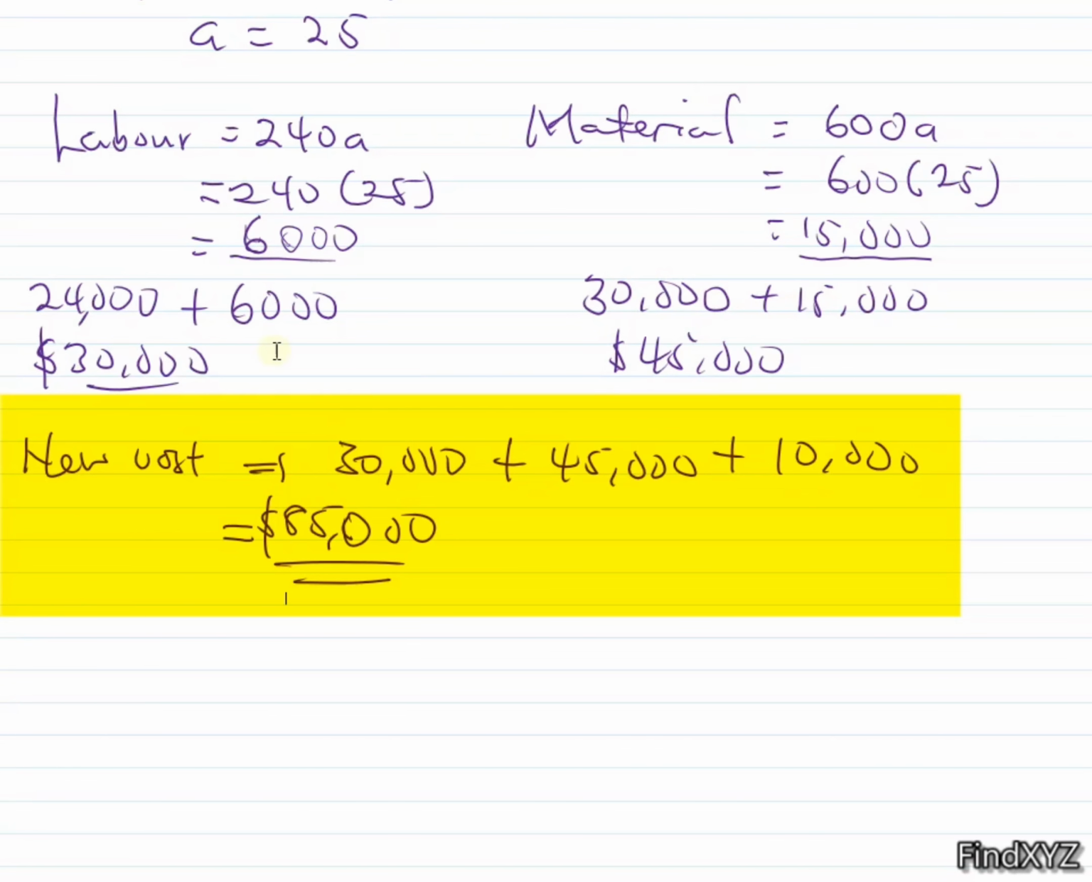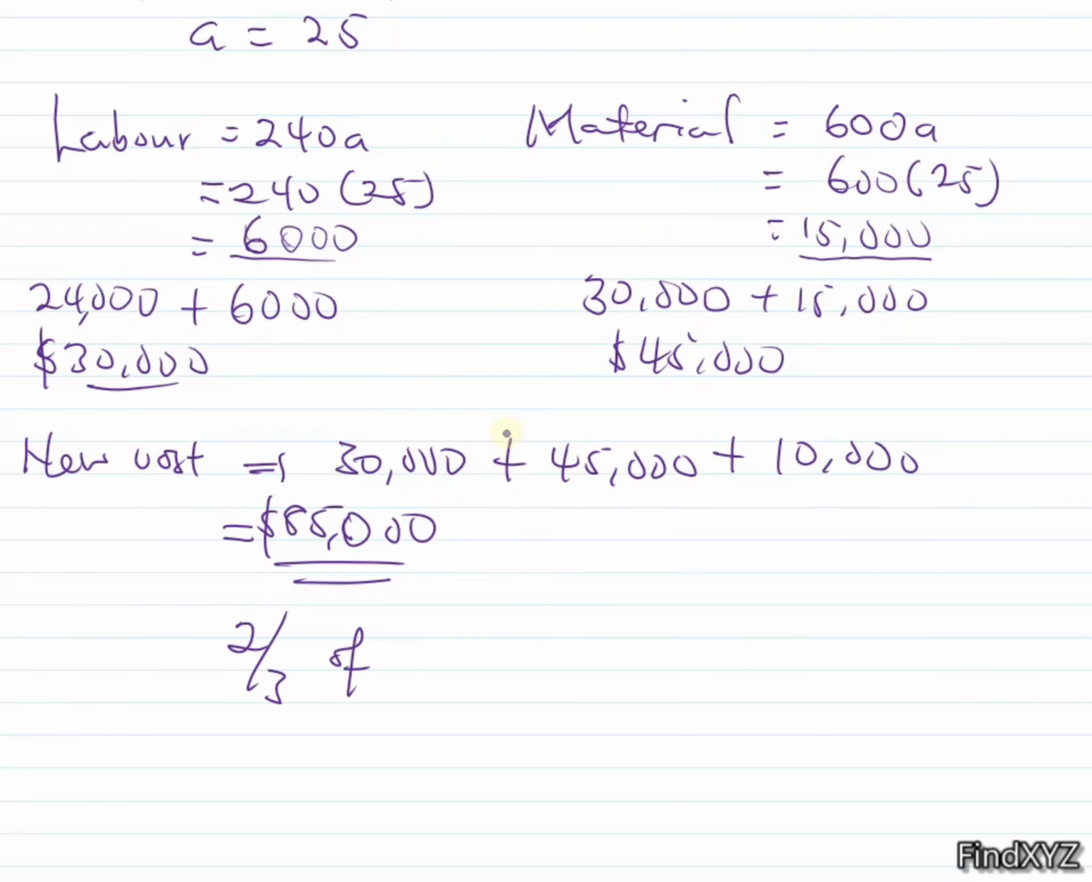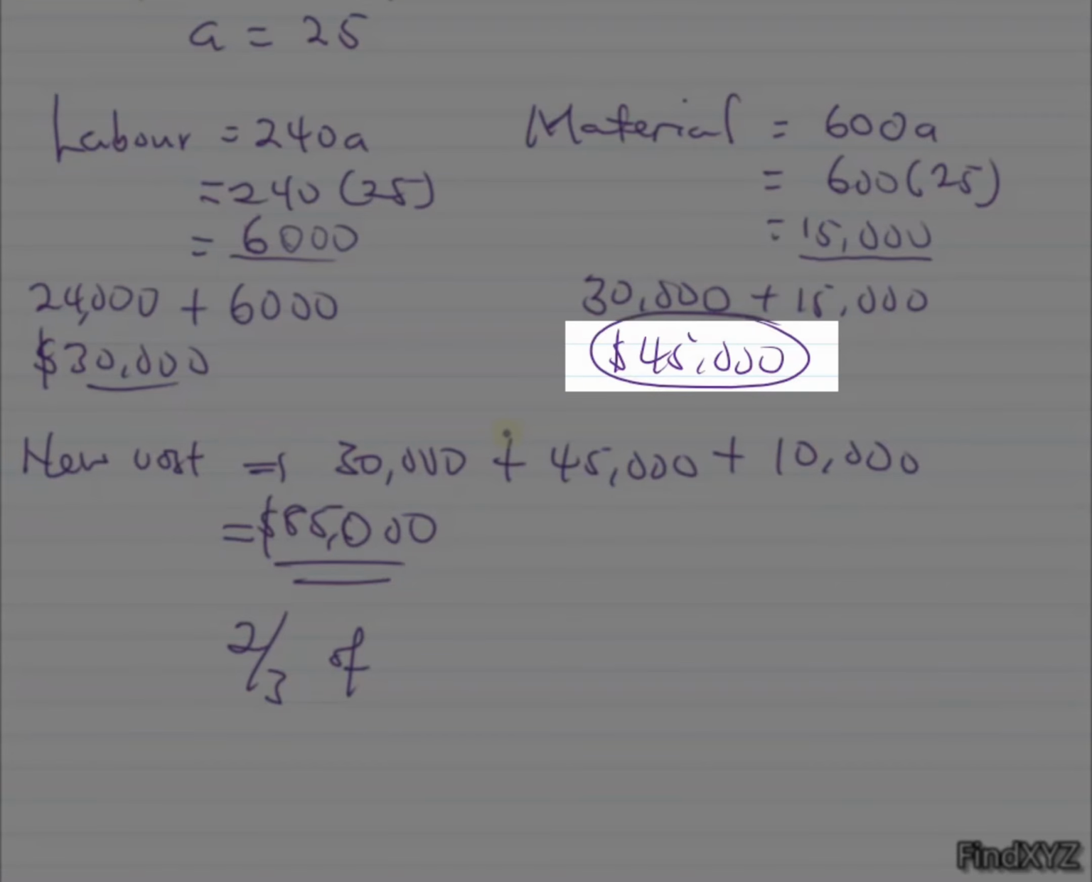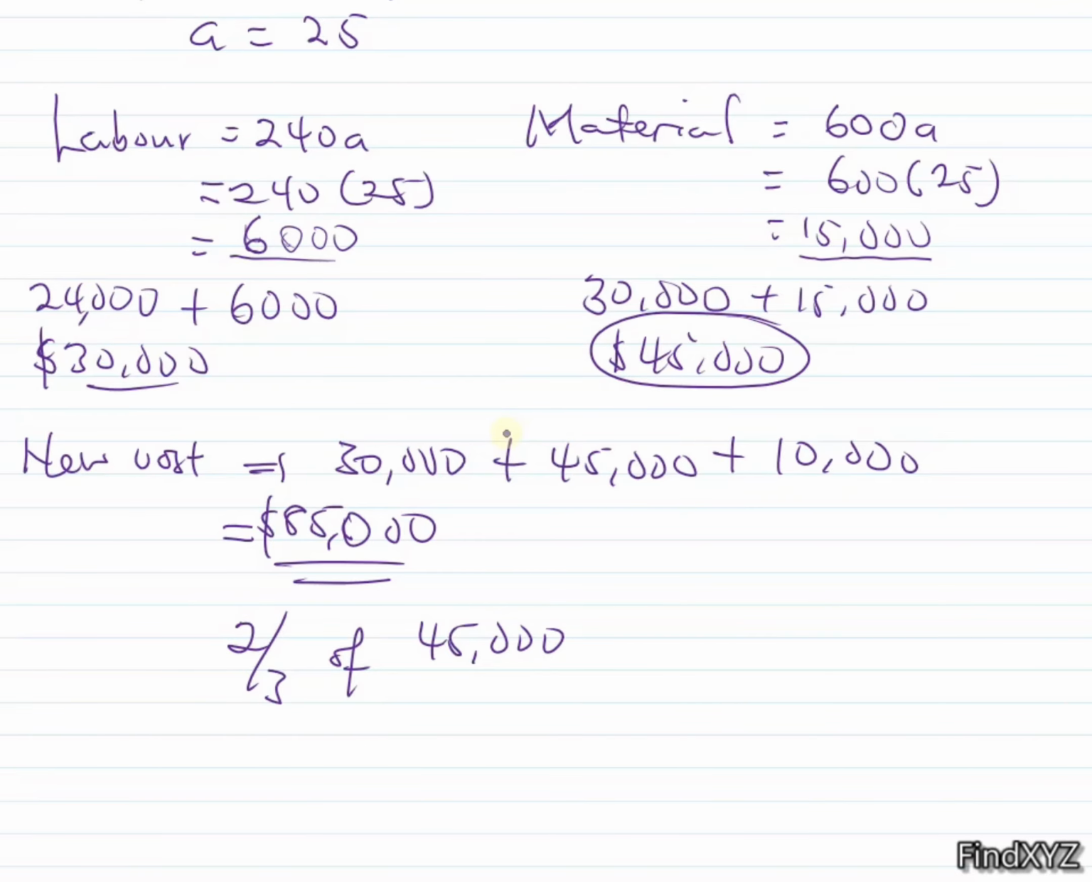So let's verify something. You realize that we said the new cost of labor is 2/3 the cost of material. So if we take 2/3 of the cost of material, what is the cost of material? 45,000. So 3 divides 45, that will give us 15. So we have 15,000 multiplied by 2, that will give us 30,000. Now what is 30,000? The cost of labor. So you realize that the cost of labor is 2/3 the cost of material, right? Easy peasy. So that is the end of this tutorial section.